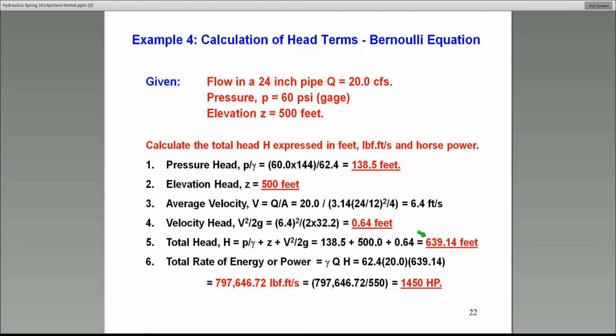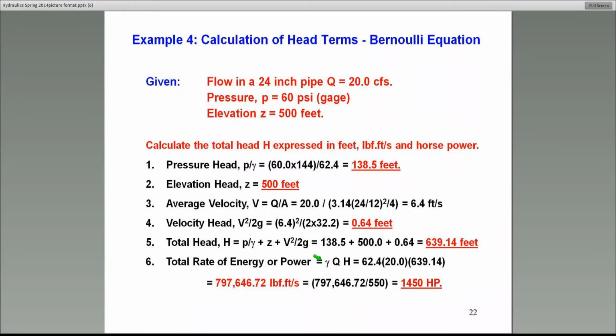So in this case, the total head, if you add all three, is 639.14 feet. And then I took the liberty of converting that to energy or power. In this case, gamma QH. In order to calculate power, you have to be given the Q, the flow rate. It is a function of that. The more the flow rate, the more the power. So the same amount of head, as in this example, if the flow rate was doubled, then the power will also be doubled. That should tell you something because in turbines where you generate power, it's a function of both the amount of head that's available to you as well as the flow rate that is going through the system.